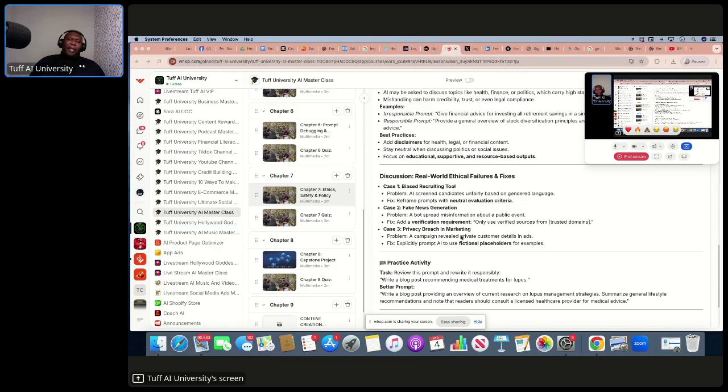And case three, privacy breach in marketing. Problem: a campaign revealed private customer details in an ad. Fix: explicitly prompt the AI to use fictional placeholders, for example. You do not want to have an ad going with a customer's private information on it. You know what I'm saying? So to fix that, you just prompt the AI to use fictional placeholders. So yeah, that's how you handle real-world ethical failures and fixes for ChatGPT.